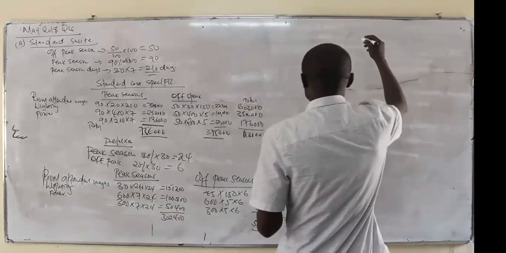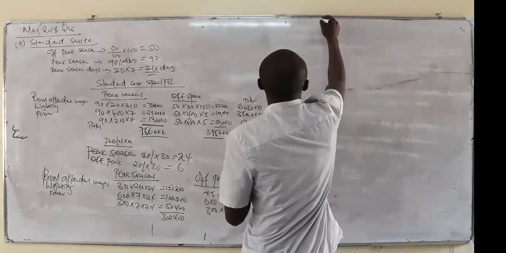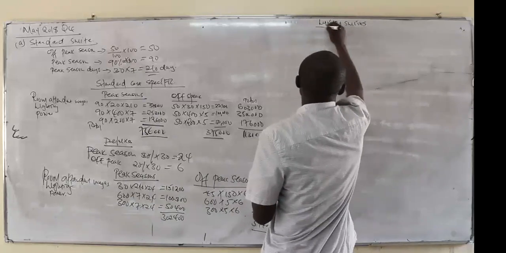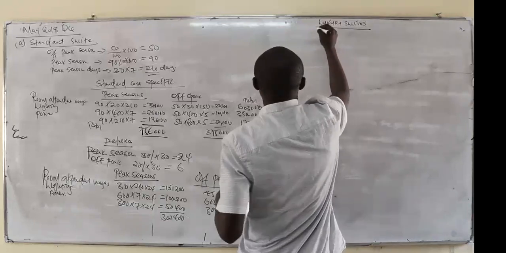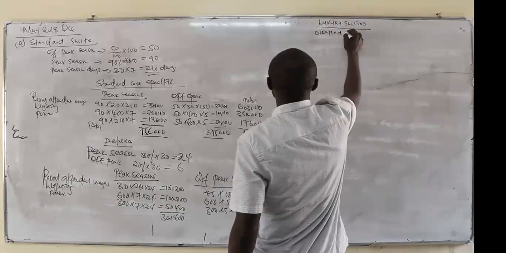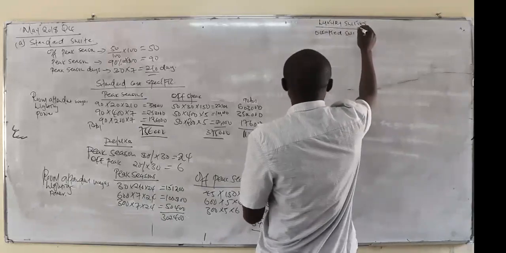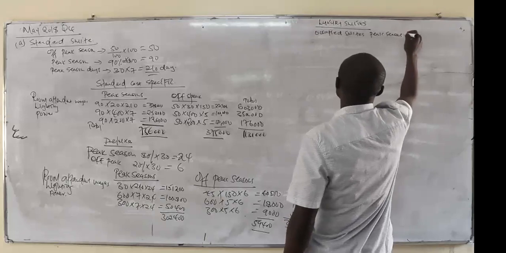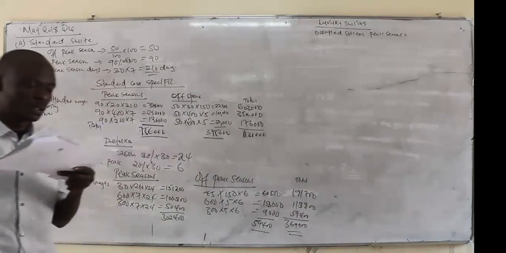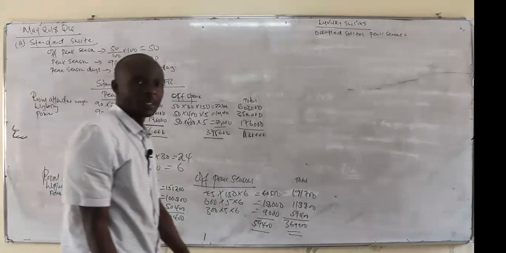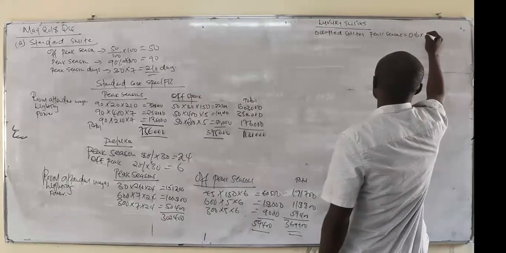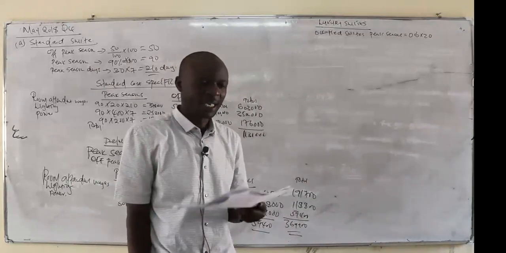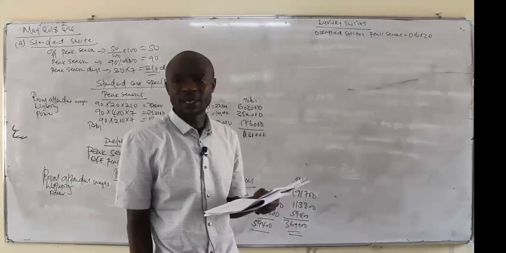So here we come to luxury suites. Occupied suites, peak seasons. It will be how much? Occupied suites, peak seasons, it will be 60% of 20, isn't it? So in other words, we have 20 rooms that are specifically set for luxury, and out of these 20 rooms, only 60% of the rooms.